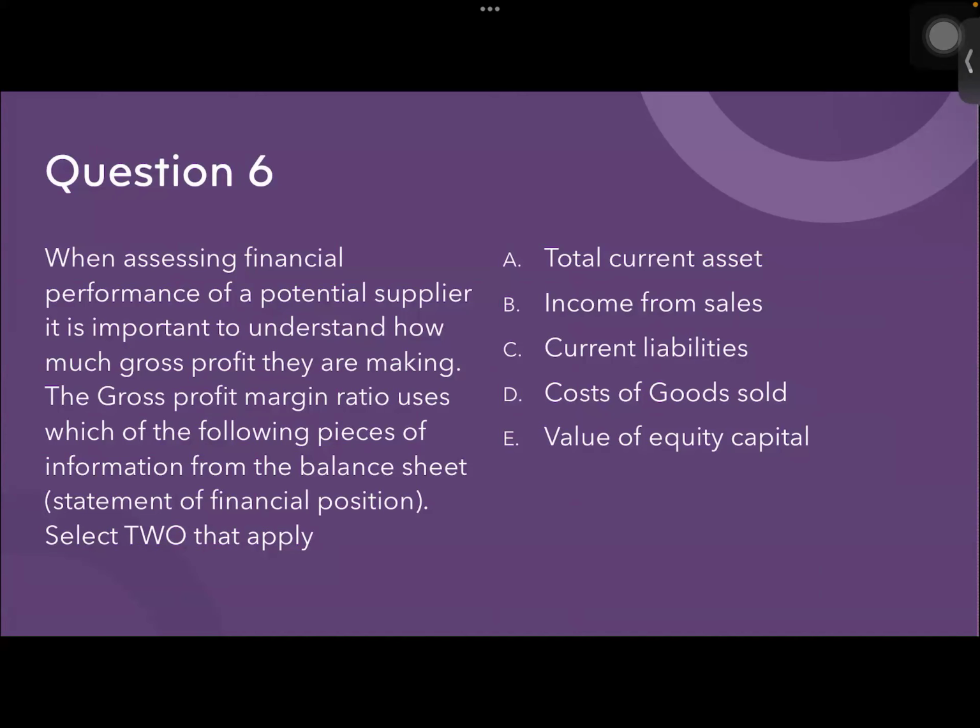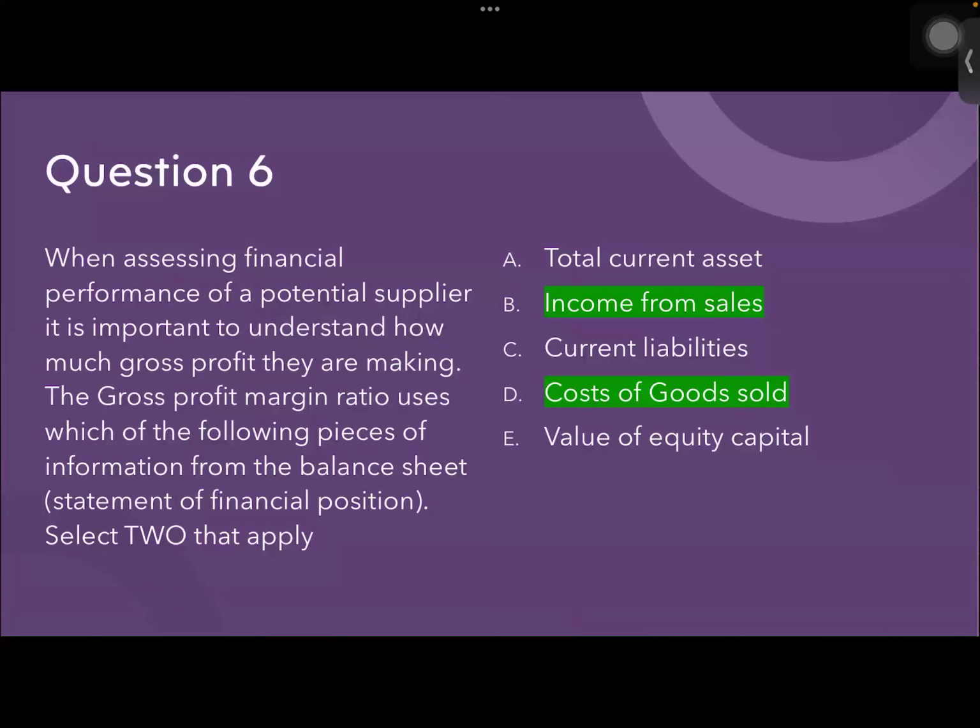Okay, let's review the answer for question number 6. Jessica, close question number 6, please. And the answer here, we are talking specifically about the gross profit margin. The formula for gross profit margin is revenue minus the cost of goods sold, divided by revenue or sales. So the answer here contains B and D.